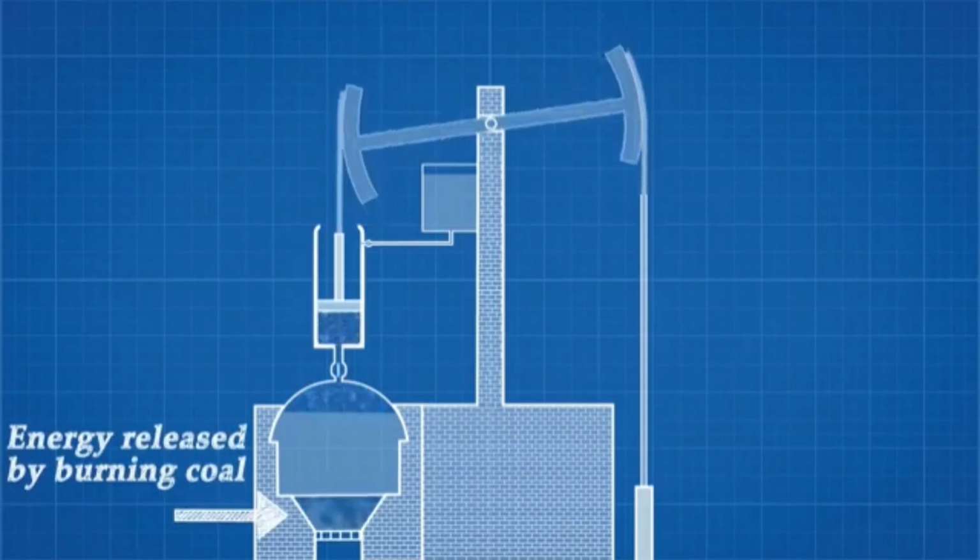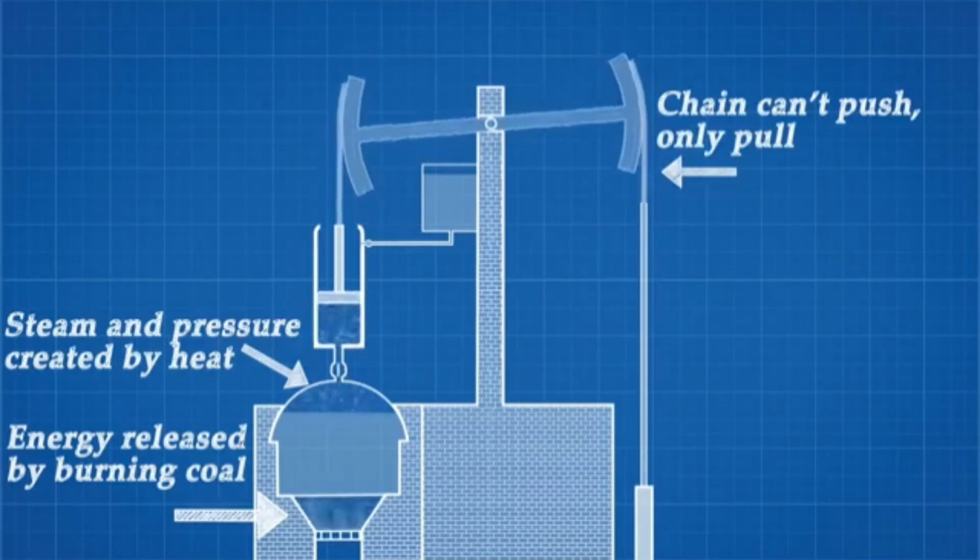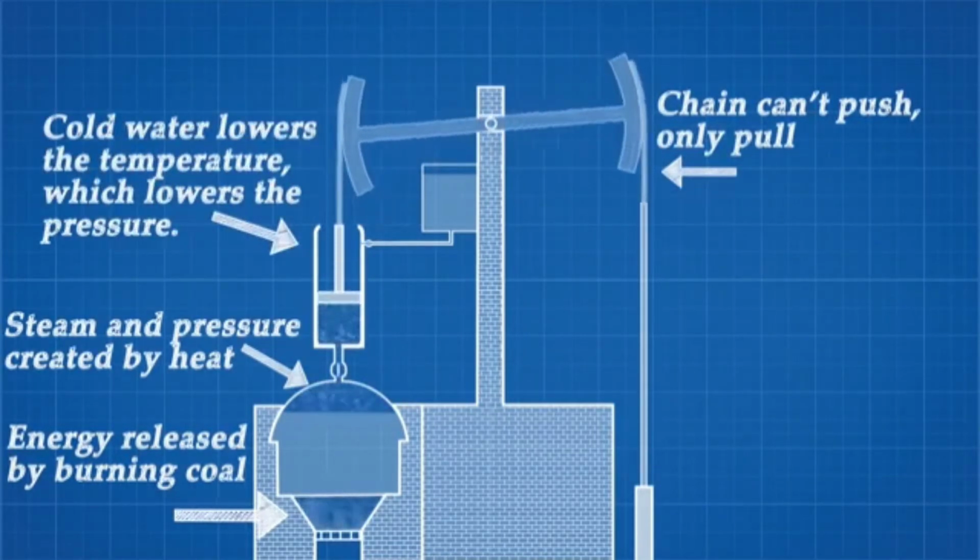The engine takes energy stored in coal and converts it to heat. That heat is used to form steam, which expands into a piston cylinder, causing the pressure to increase and forcing the piston to rise against atmospheric pressure. No mechanical work occurs on this stroke because the chain can only transmit force in tension. The power stroke occurs when cold water is sprayed into the cylinder. This lowers the temperature, causing the pressure to drop. Atmospheric pressure now pushes the piston back down.